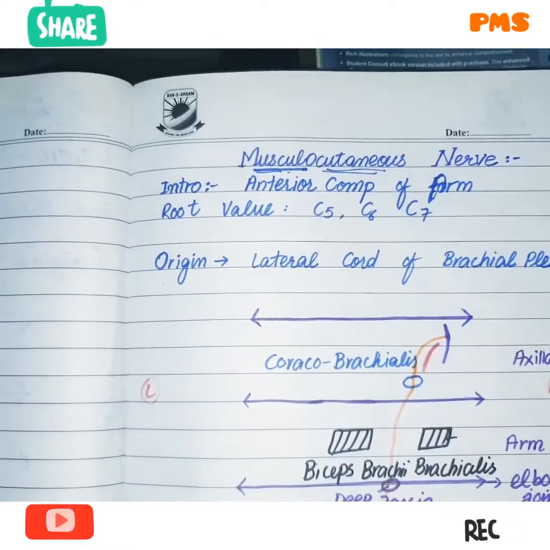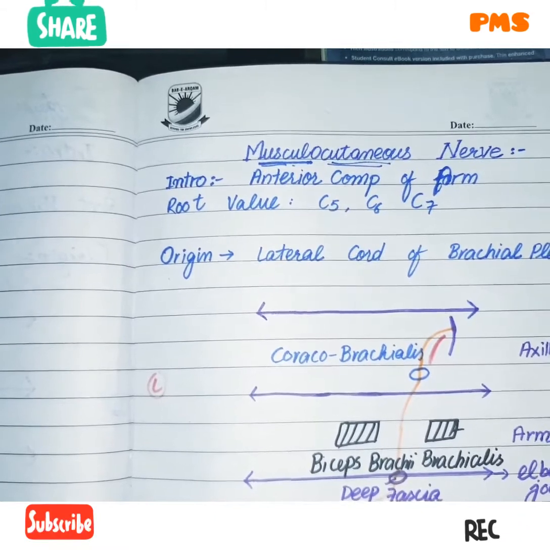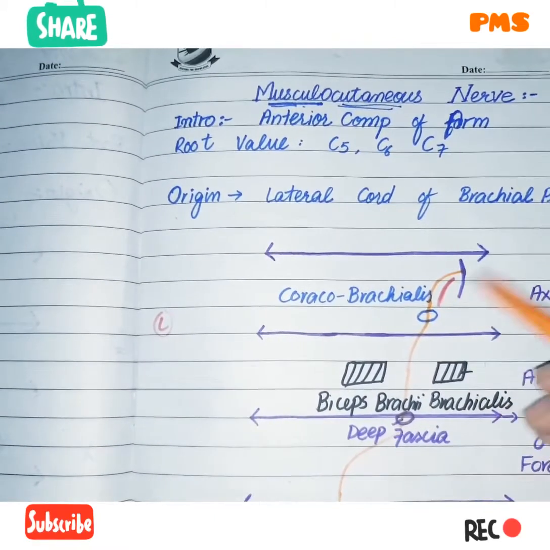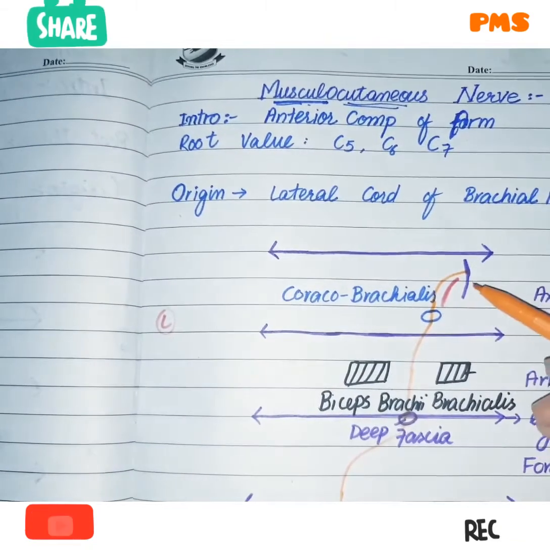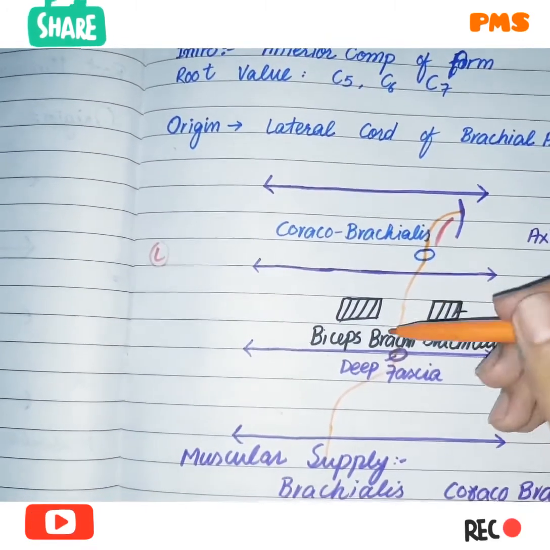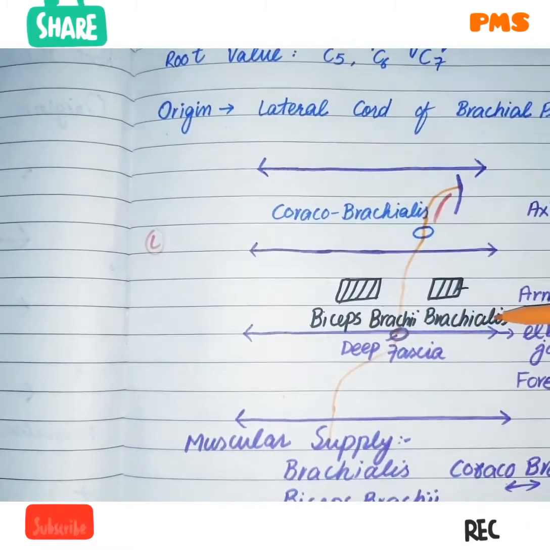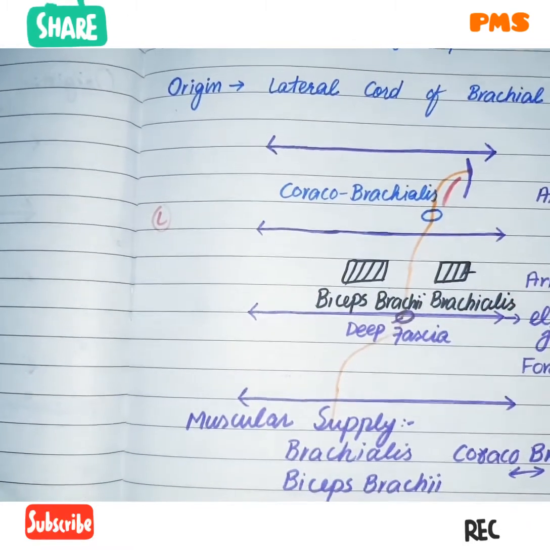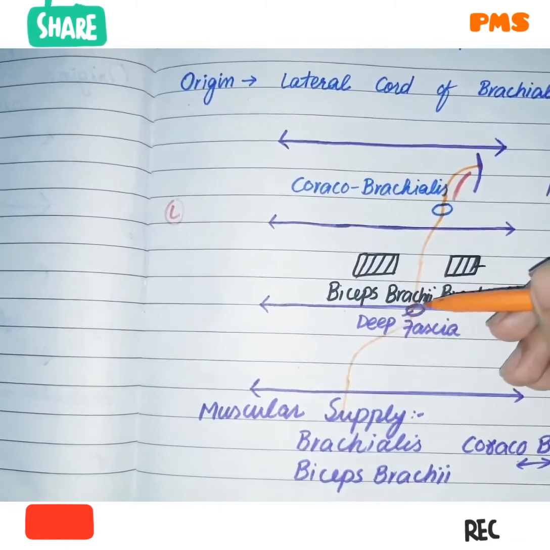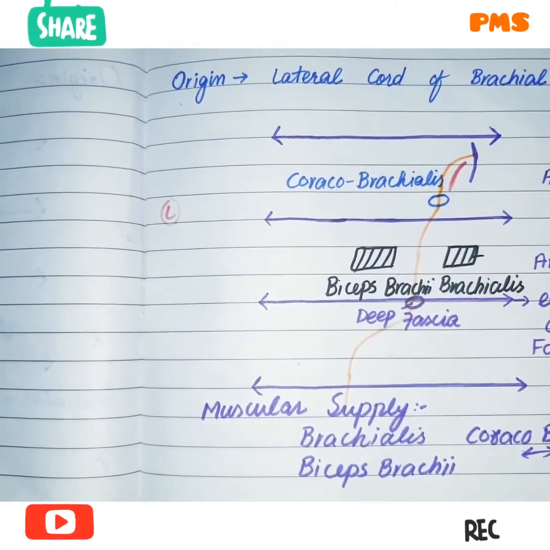Let's have a quick review. The nerve arises in the axilla from the lateral cord of brachial plexus and lies lateral to the axillary artery. Then it pierces the coracobrachialis muscle and emerges at the anterior aspect of the arm, where it lies between the two muscles, biceps brachii and brachialis, and thus innervates them. At the elbow joint, it pierces the deep fascia and becomes cutaneous to supply the lateral aspect of the anterior-posterior side of the forearm.